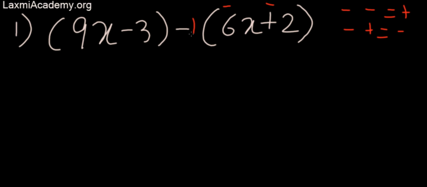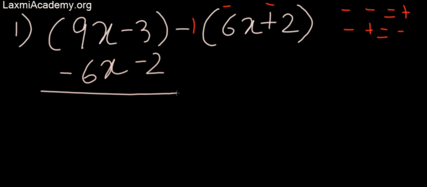So now one way is to do it horizontally. You keep the term 9x minus 3 and you solve the parentheses and bring it here. So -6x, you're going to write below 9x, -6x and -2. So 9x minus 6x will be 3x, and -3 and -2 will be -5.